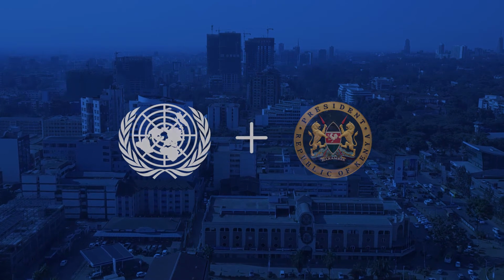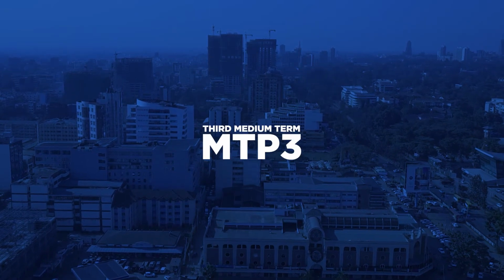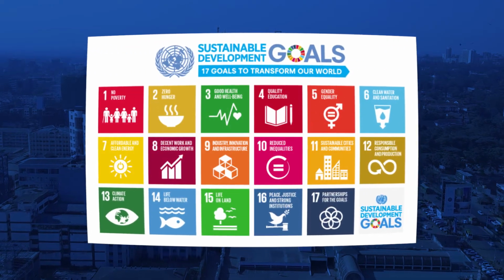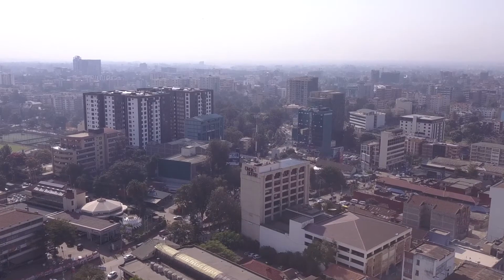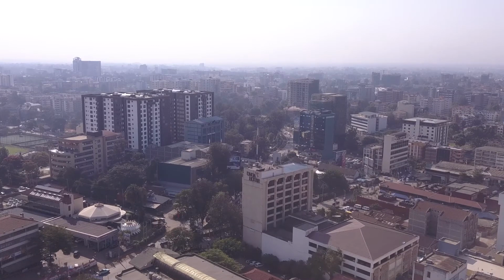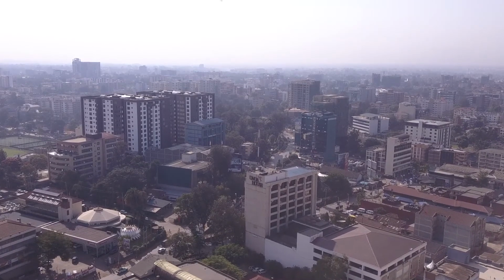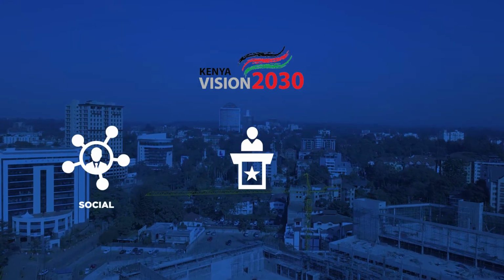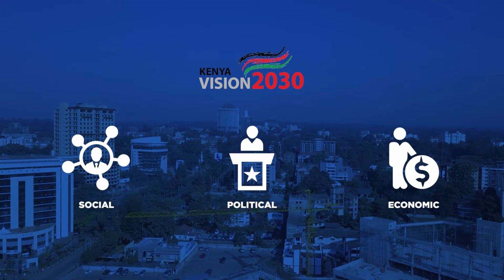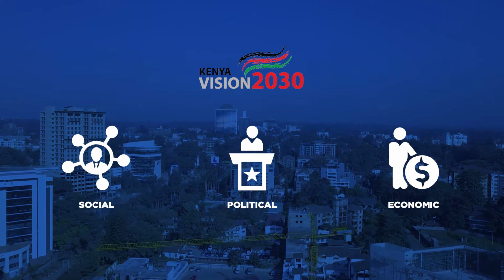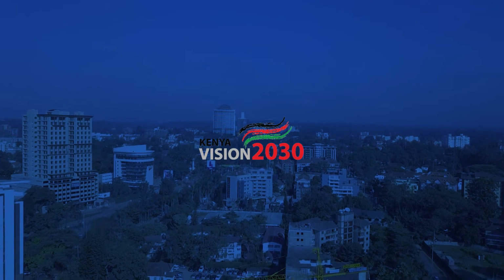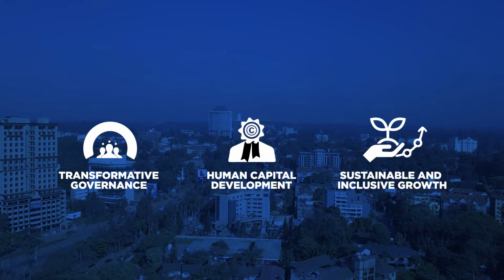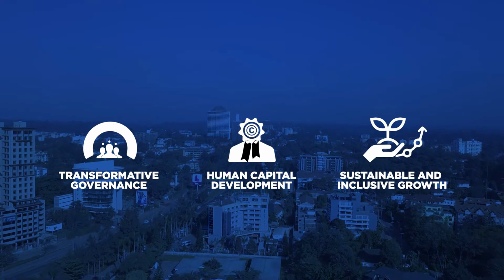Through this framework, the UN in Kenya will in the next 5 years support the government of Kenya towards the realization of Kenya's Vision 2030, the Medium-Term Plan 3, the government of Kenya's Big Four transformative agenda, and the Sustainable Development Goals. This support will help the government to accelerate the country's economic transformation, contributing to an empowered, productive, and healthy nation. This UNDAF has three strategic priority areas that are aligned with the three MTP 3 pillars, including the political, social, and economic pillars of the government's Vision 2030. The strategic priority areas include transformational governance, human capital development, and sustainable and inclusive growth.